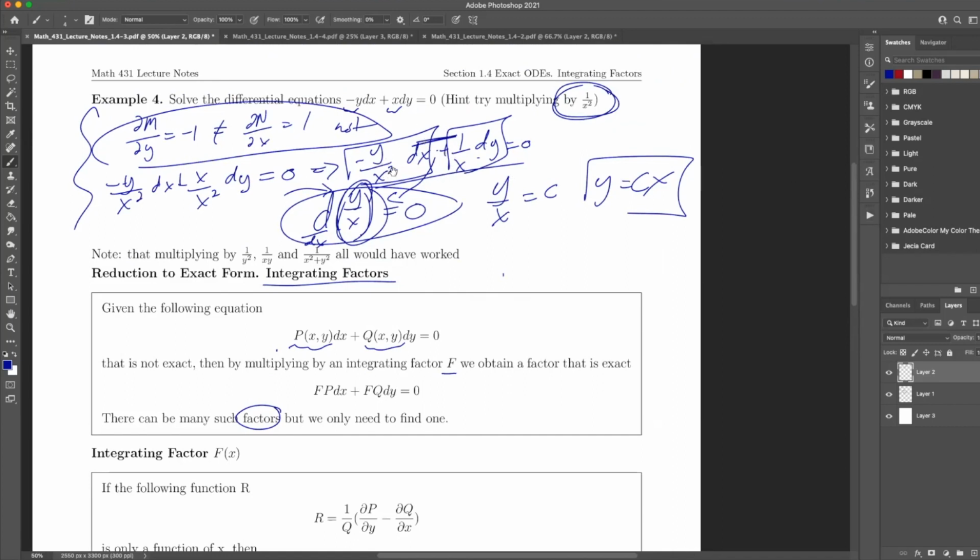If I took this with respect to, no, this is exact. No, this is exact, right? If I take this with respect to y, I get -1 over x squared, right? If I take this with respect to x, I get -1 over x squared. So this becomes exact now, right? Everyone see how this became exact when I multiply across?